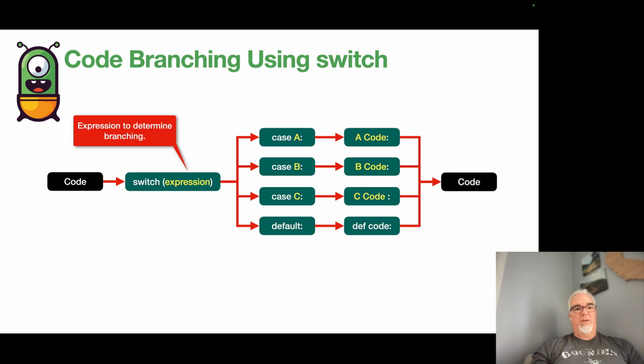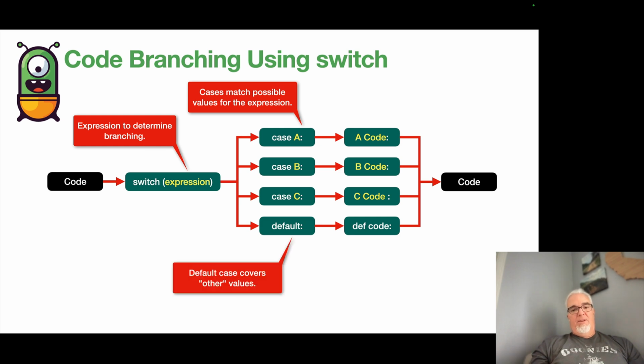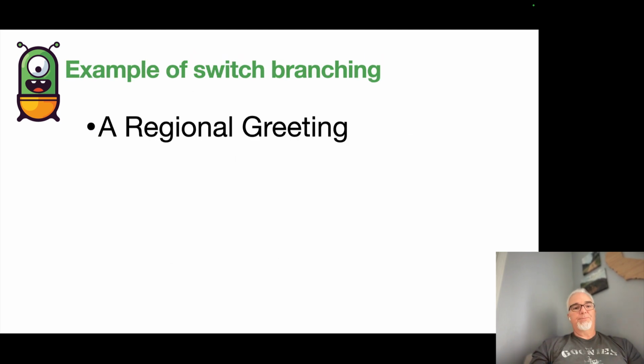So here's the expression that determines the branching. These are the cases that map the possible values for the expression. So this is what the expression actually evaluates to. And then the default, of course, covers all of the other possible values, anything that doesn't exactly match the expression.